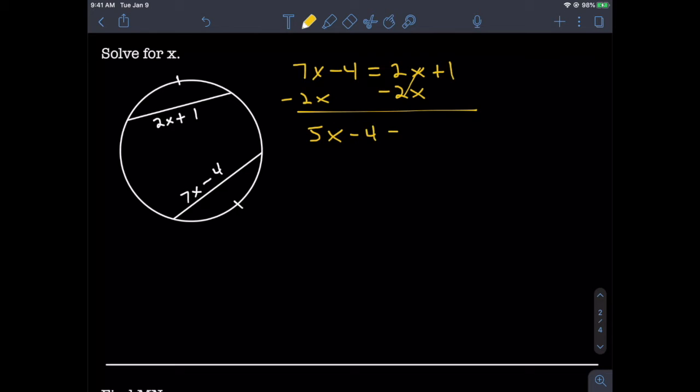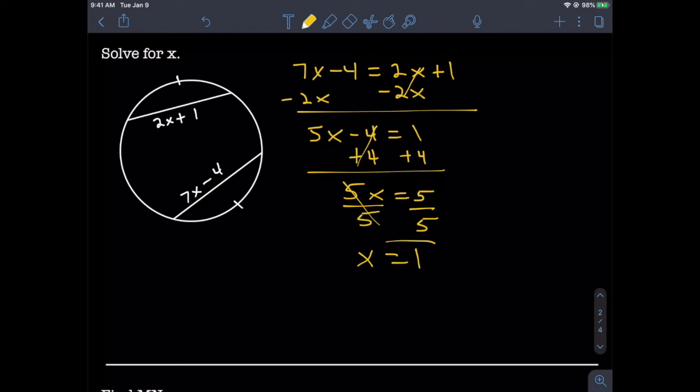This gives us 5x minus 4 is equal to 1. We add the 4 over because now we want to isolate our variable term to get it all by itself on its own side of the equals. This gives us 5x is equal to 5. And then we divide by 5 because we're trying to undo that multiplication. This gives us a final answer of x is equal to 1. And so ends that problem.